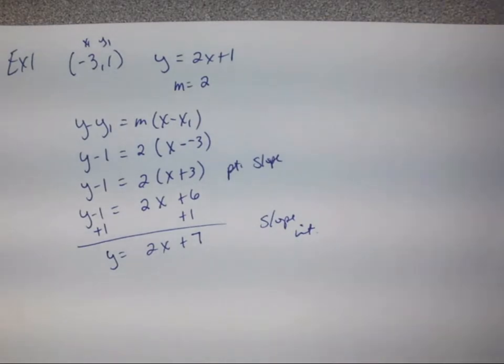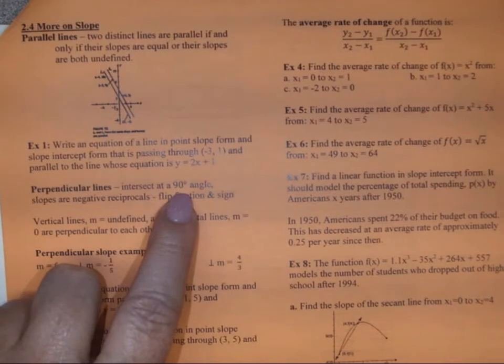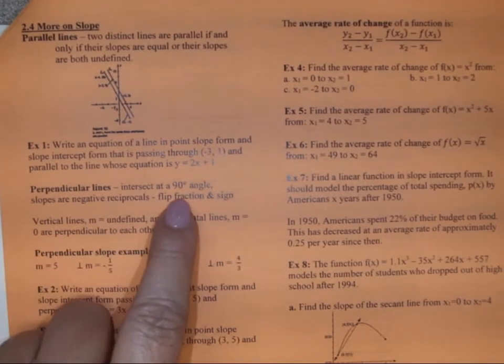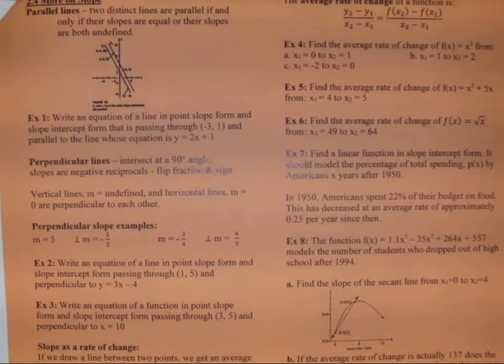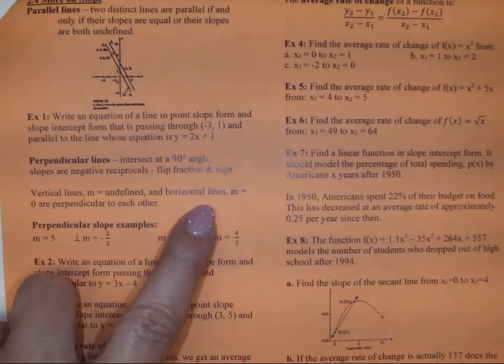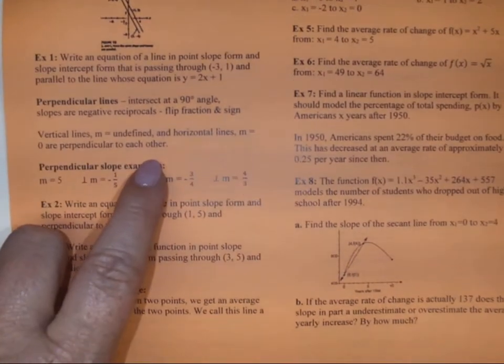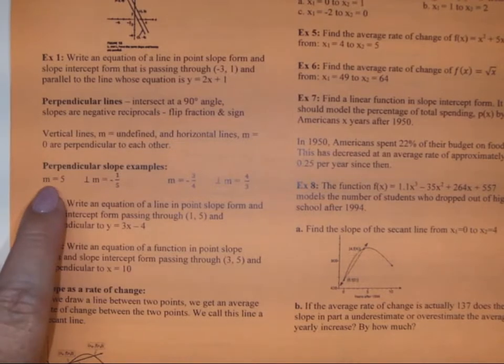Now, perpendicular lines intersect at a 90-degree angle. Slopes are negative reciprocals. You flip the fraction and the sign. Vertical lines, where the m is equal to undefined, and horizontal lines, where the m is equal to 0, are perpendicular to each other. A perpendicular slope example would be if m equals 5.